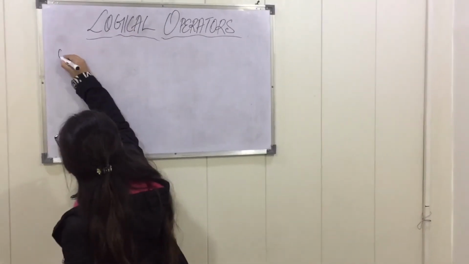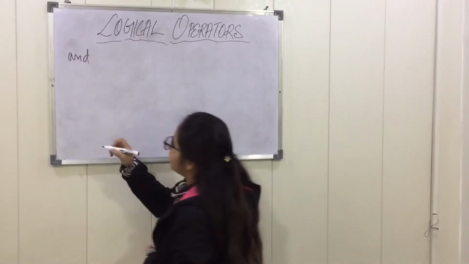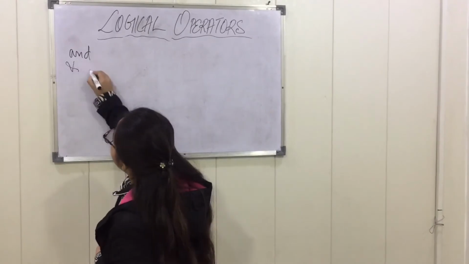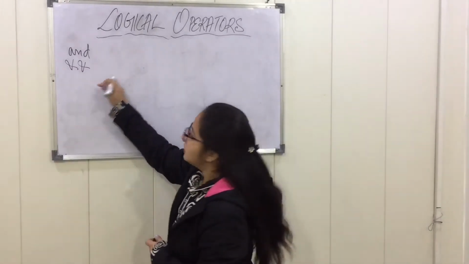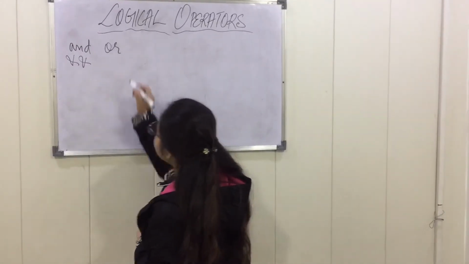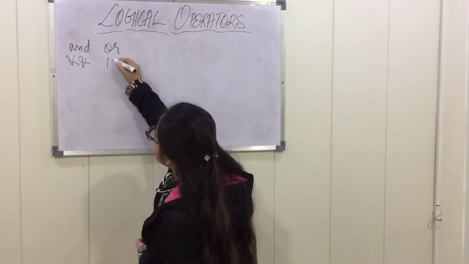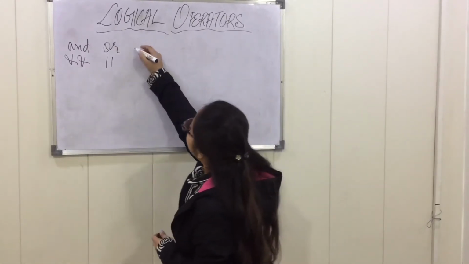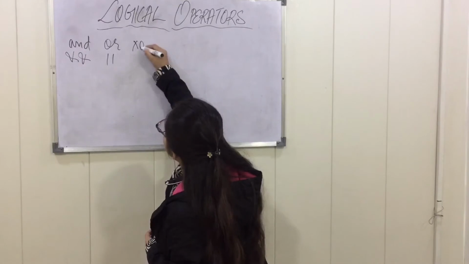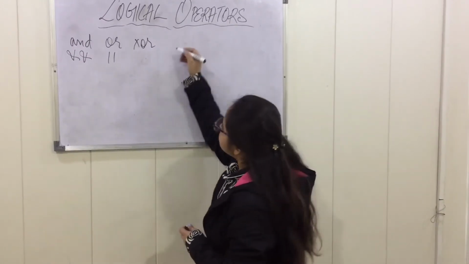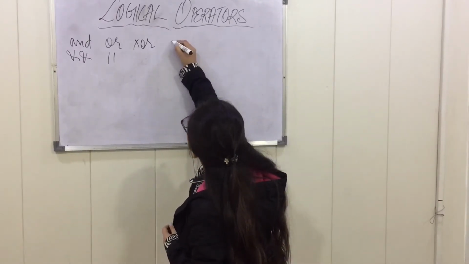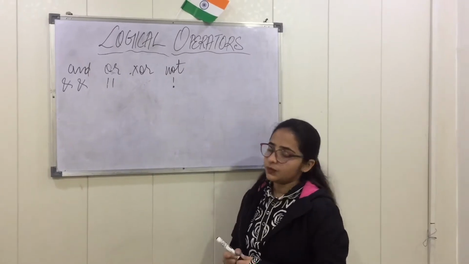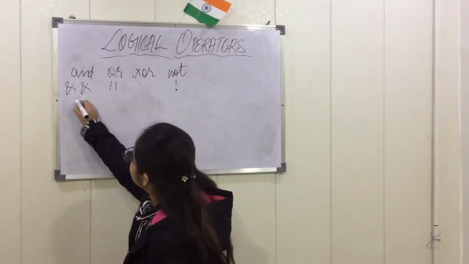First of all, we are taking the AND operator, which can also be written as this symbol. The next one is OR, which can also be written as this symbol, and the next is XOR. Now we'll use this syntax in the programming language, that is, in PHP.